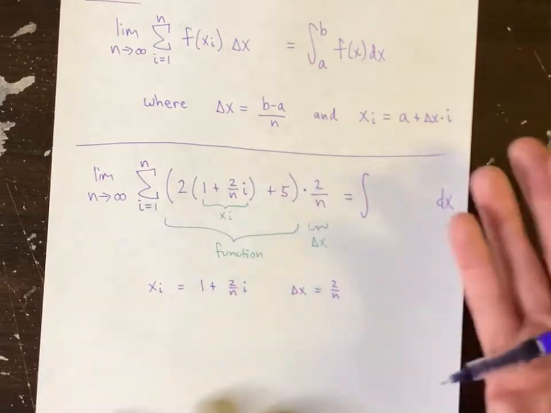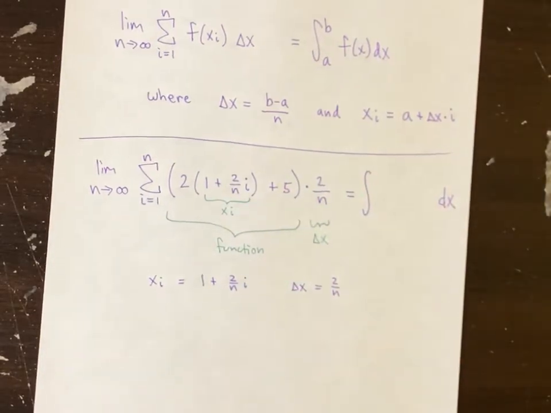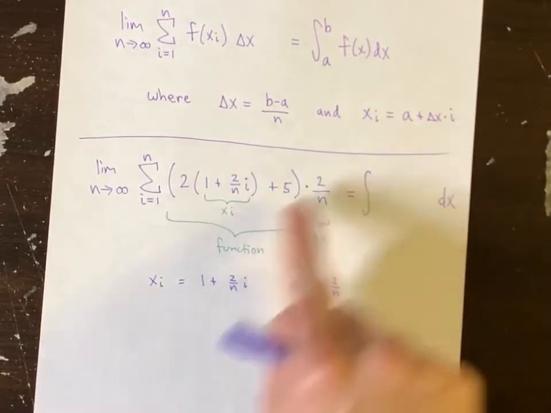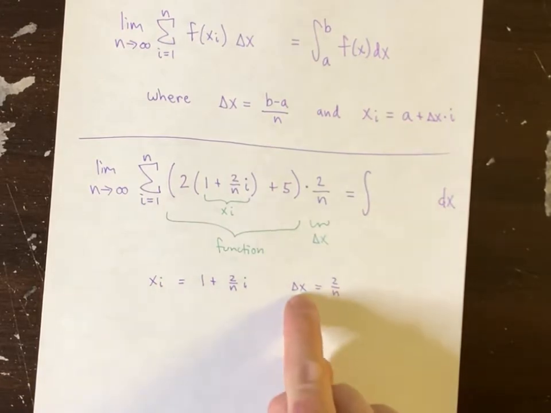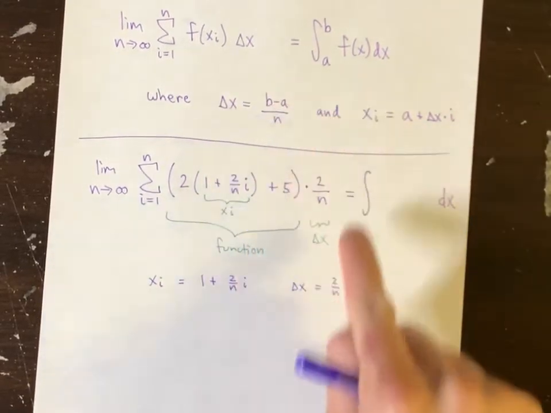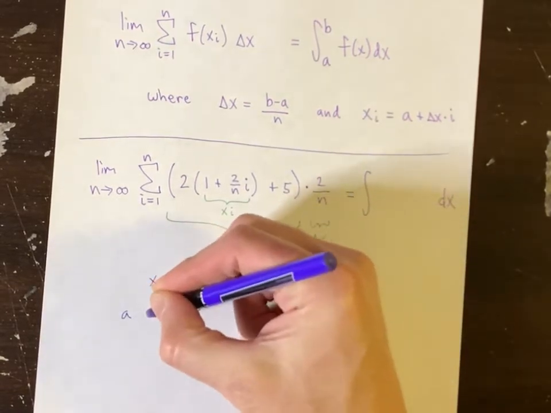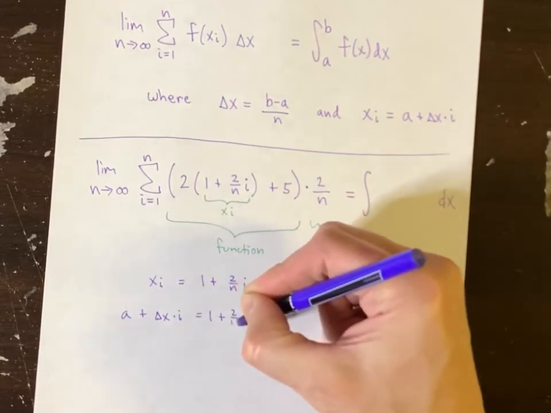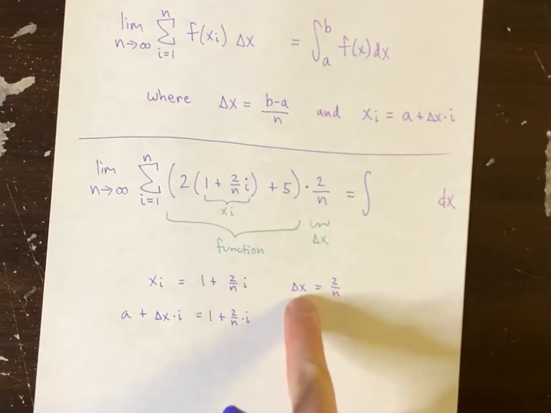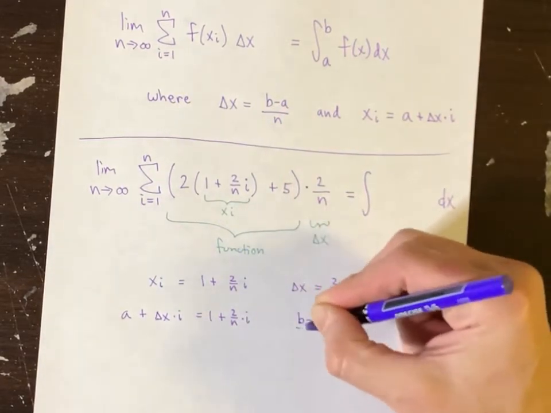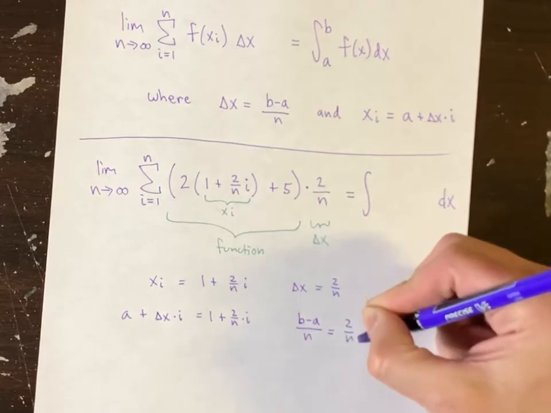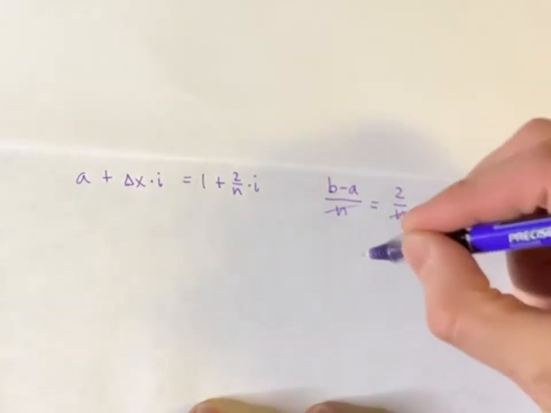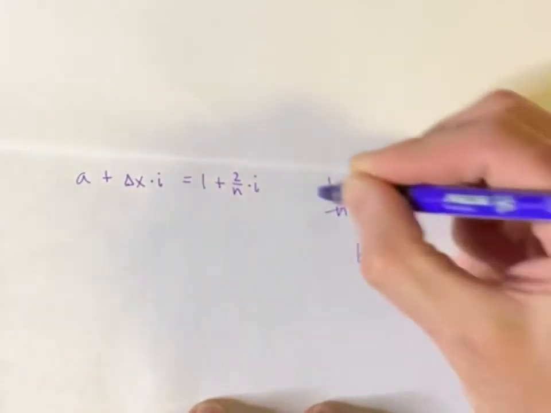But we can create some further substitutions. For instance, instead of x sub i, that's the definition of x sub i, so this here can go there. And similarly, instead of delta x, this here can go there. So let's make those changes. So this is a plus delta x times i equals 1 plus 2 over n times i. And similarly, delta x becomes b minus a over n equals 2 over n. So look at this equation there. Notice that the n's in the bottom can knock out, and if they do, that tells you that b minus a equals 2.